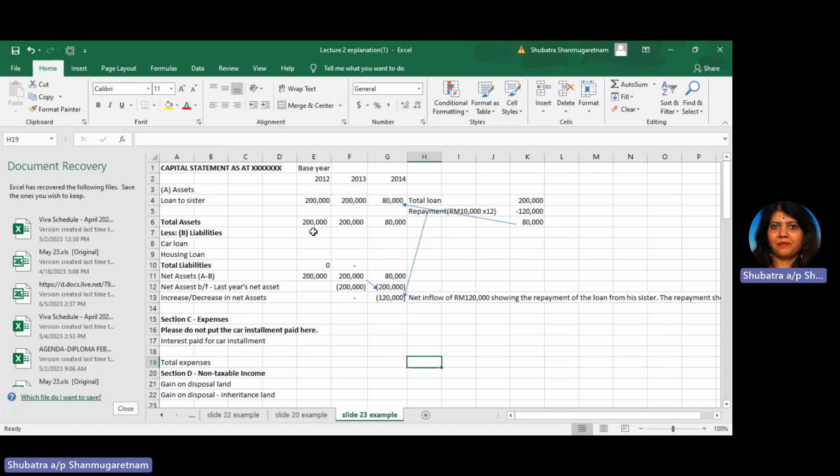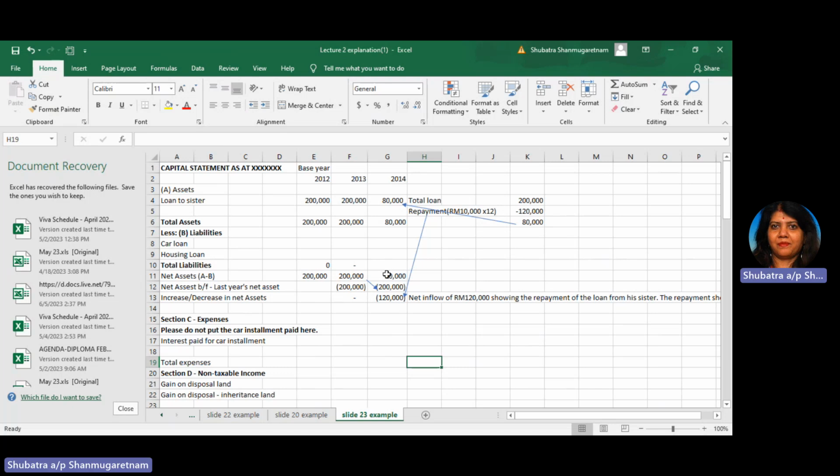So your net asset in 2012 was 200,000, 2013, 200,000, 2014, 80,000. Now, if you look at your increase and decrease, that means your outflow or inflow of cash. 2013, there is no outflow or inflow of cash because she did not pay anything. But 2014, your net asset has gone down to 80,000.